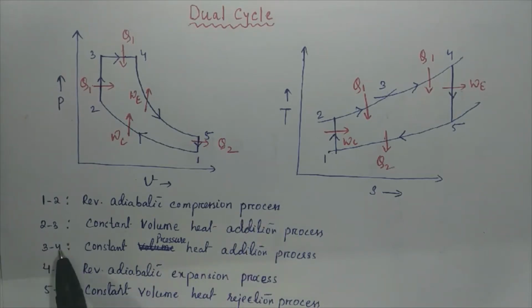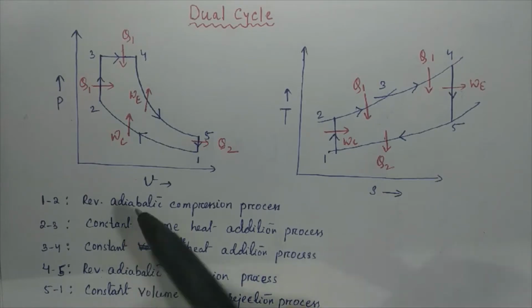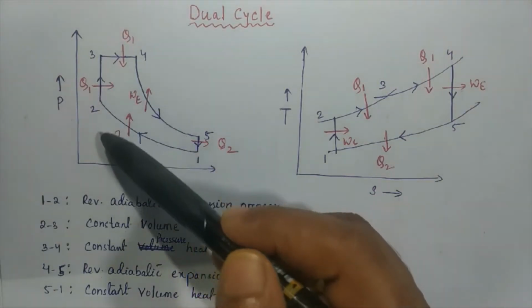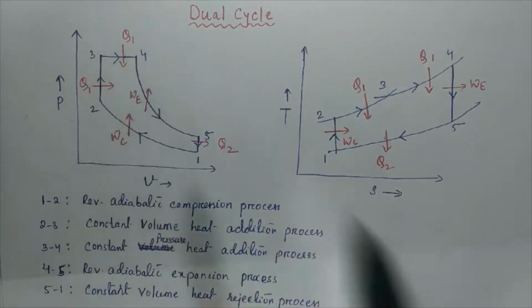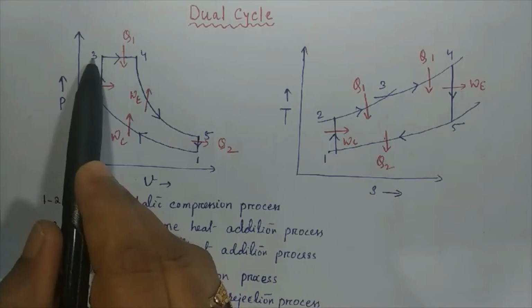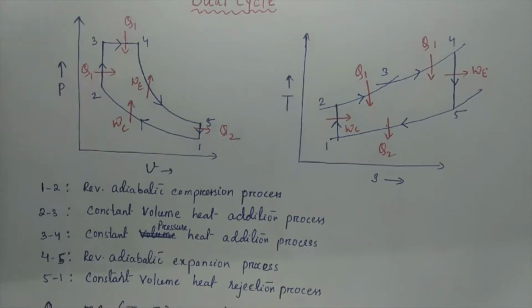And 2 to 3 and 3 to 4 are named as heat addition processes. But in 2 to 3, the heat is added at constant volume, and in 3 to 4, the heat is added at constant pressure. So here you can see for the 2 to 3 process, the volume is constant, and for 3 to 4, the pressure is constant, which is clearly visible from this diagram. Then 4 to 5 is the reversible adiabatic expansion process, and 5 to 1 is the constant volume heat rejection process.